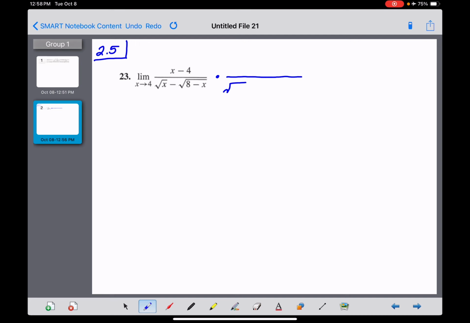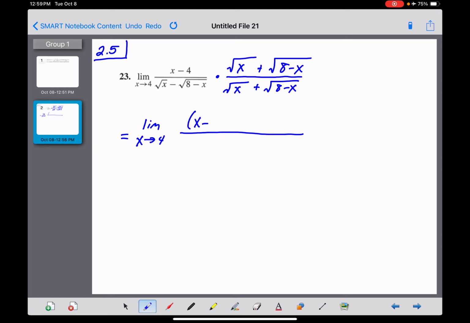I'm going to multiply both the bottom and eventually the top by the square root of x plus the square root of 8 minus x. Of course, whatever you do on the bottom, we're going to do the exact same thing on the top. And let's see what this does for us then, guys. So that limit should equal now the limit as x approaches 4 of, okay, now the top is the messy part, so I'm going to leave that in the factored form of x minus 4 times the square root of x plus the square root of 8 minus x.